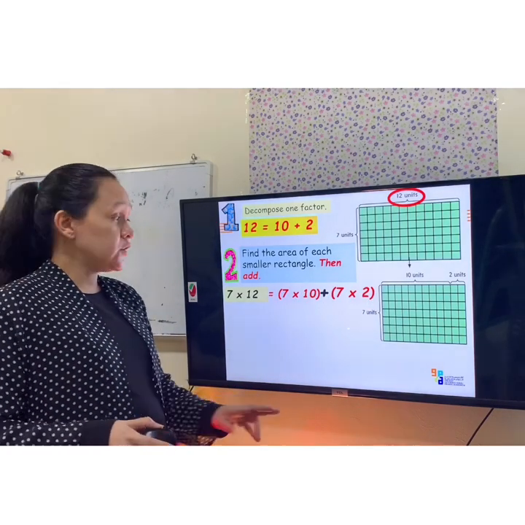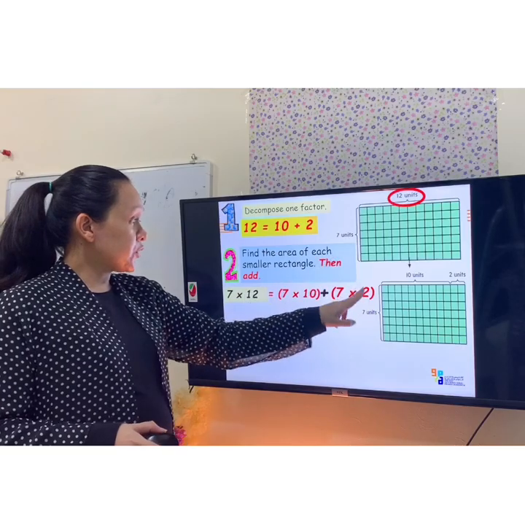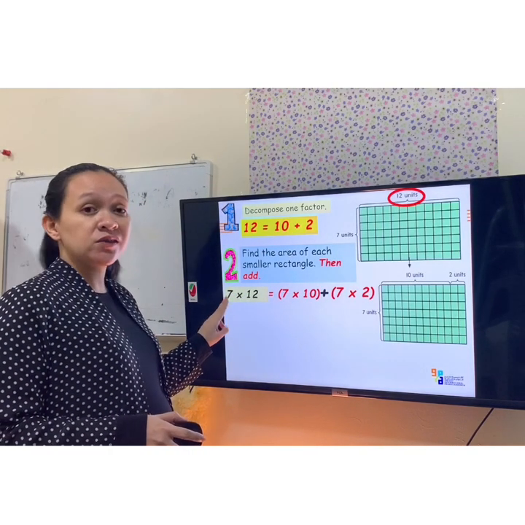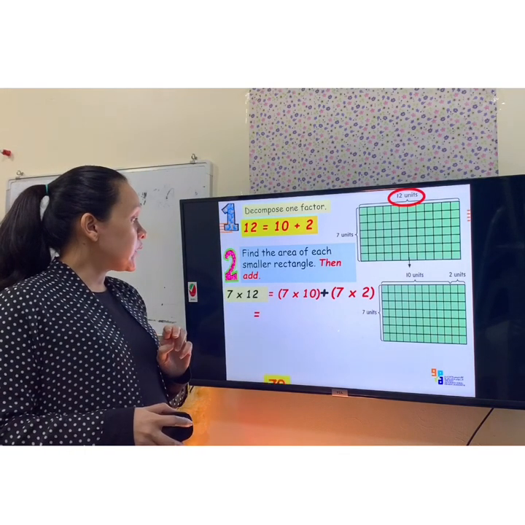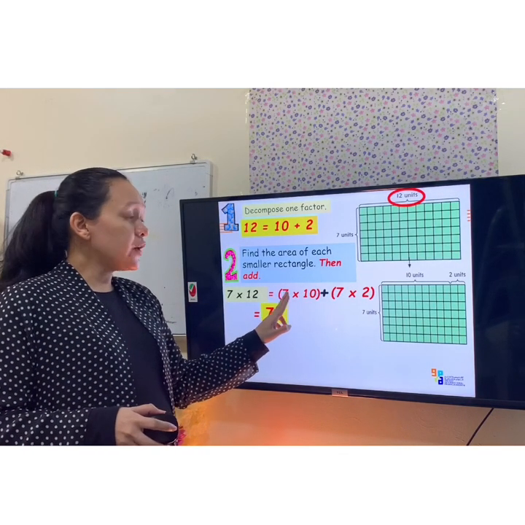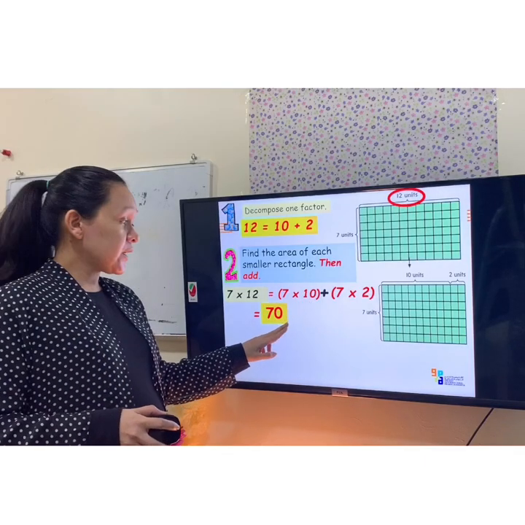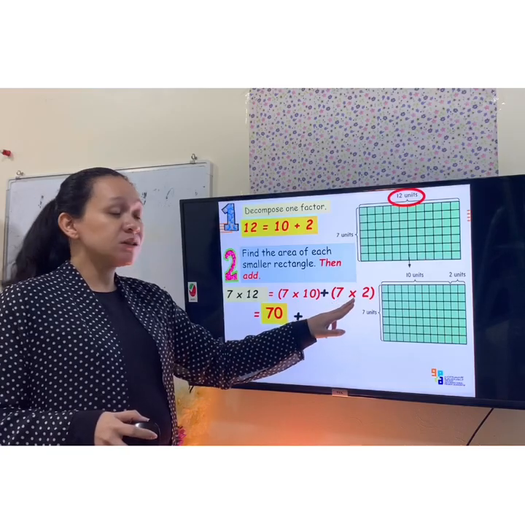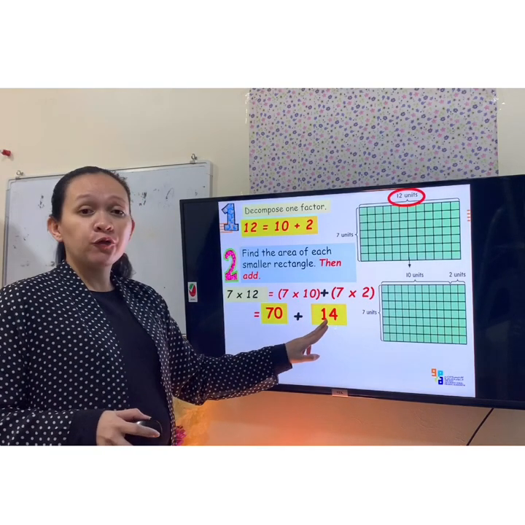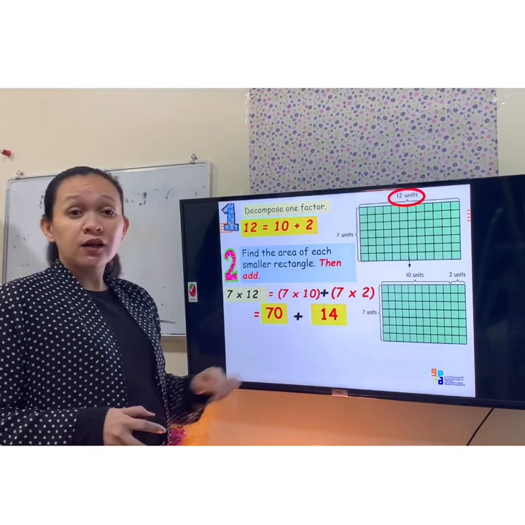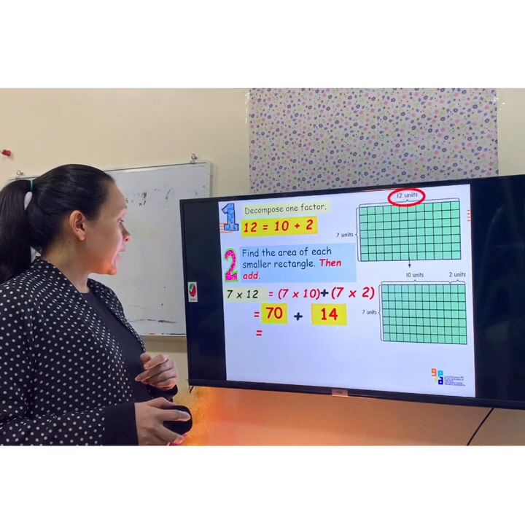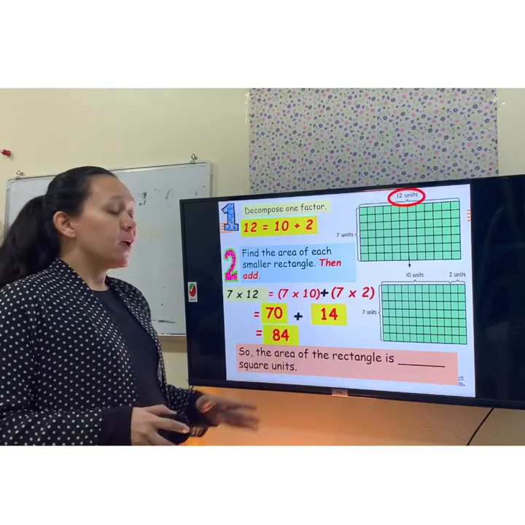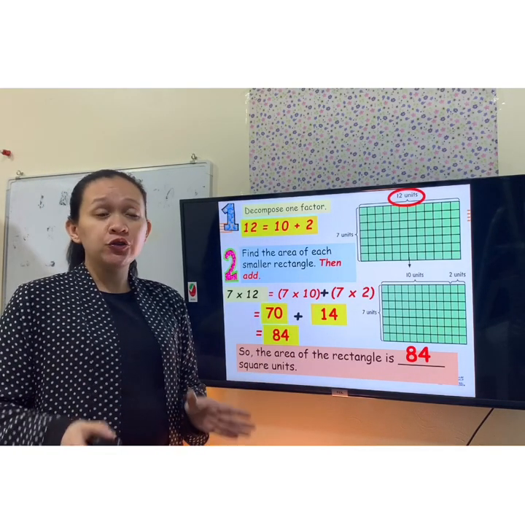So if you have noticed, we use already the 2 numbers. And then 7 is our width. This is the smallest number. So here, we are going to get the answer. 7 multiplied by 10, the answer is 70. We are going to put the addition sign. So 7 multiplied by 2, the answer is 14. So if you add them both, the answer is 84. So the area of the rectangle is 84 square units.